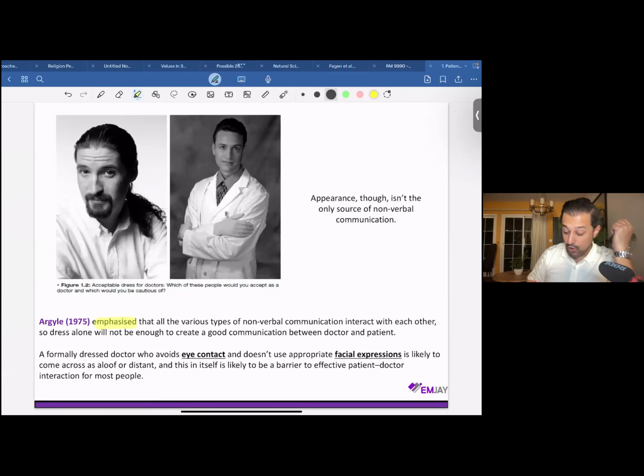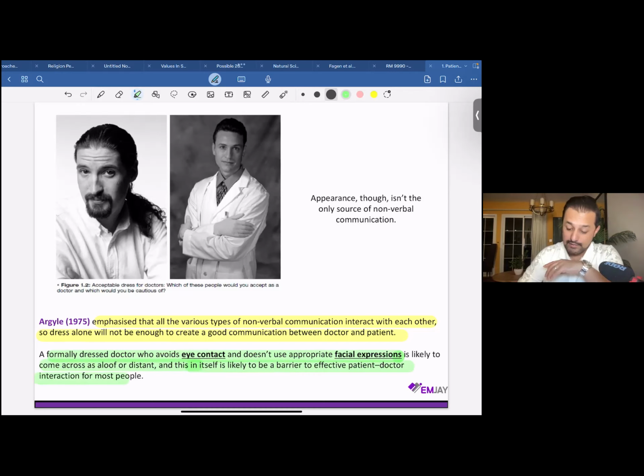Argyle emphasized that all the various types of nonverbal communication interact with each other. So dress alone will not be enough to create good communication between the doctor and the patient. To exemplify this, a formally dressed doctor who avoids eye contact and doesn't use appropriate facial expressions is likely to come across as aloof or distant, and this in itself is likely to be a barrier to effective communication between the doctor and the patient.